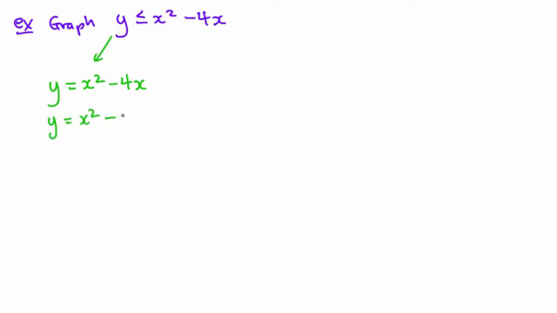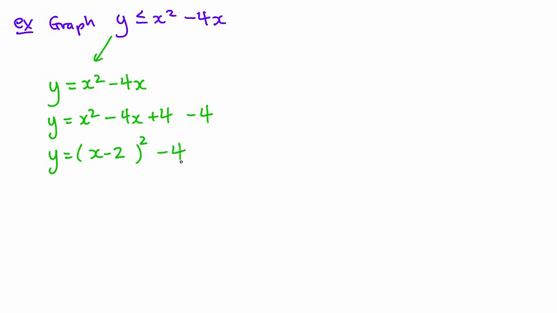If we have y is less than or equal to x squared minus 4x, well, think about this as y equals x squared minus 4x. And to graph that, there's a few different approaches. I'm going to complete the square so that I can see what the entire thing looks like. So I need to take half of this b value, which is negative 2, square it, which is 4. I have to add 4 and subtract 4. That completes the square, so this becomes (x minus 2) squared minus 4.